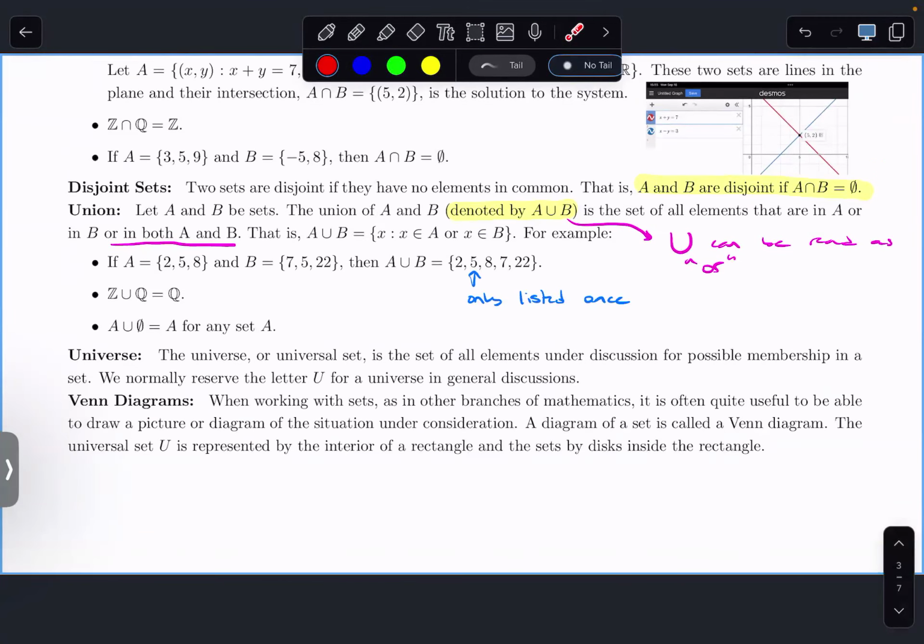I'll add to my note actually, only listed once. And I know you meant a different order, but I do want to talk about this order as well. So only listed once and order does not matter in the set, but also in the union, nor the intersection.